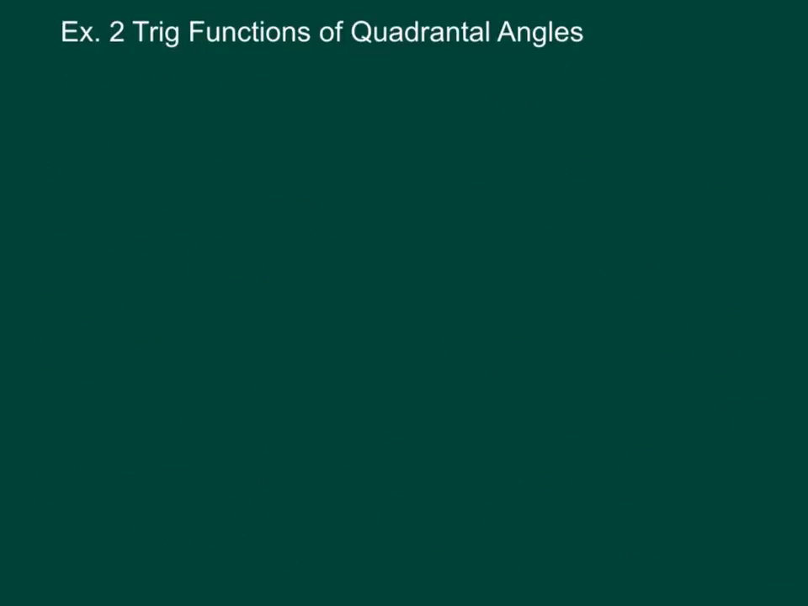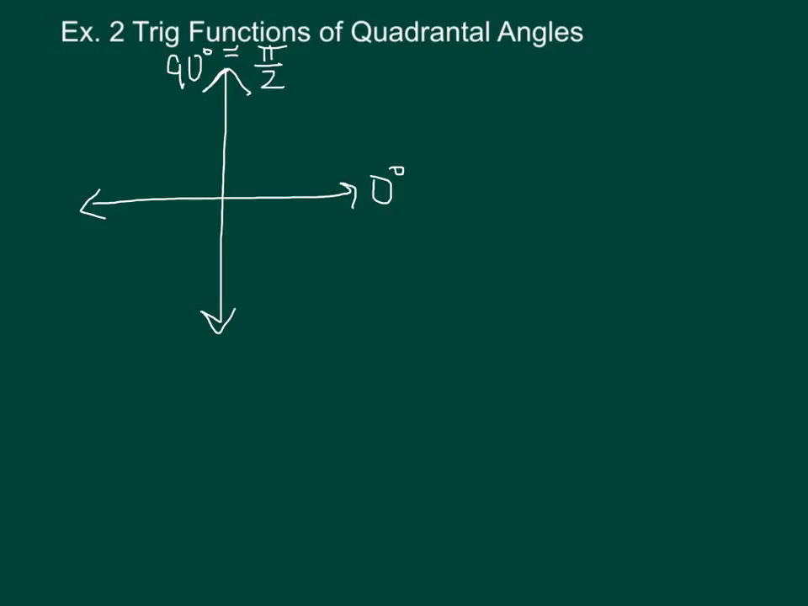Now we also have what we call quadrantal angles, and those are the angles that are on your 4 quadrants. So we have 0 degrees or 0 pi. We have 90 degrees, which is pi over 2. We have 180 degrees, which is pi. And we have 270 degrees, which is 3 pi over 2. And we have 360 degrees, which is 2 pi.